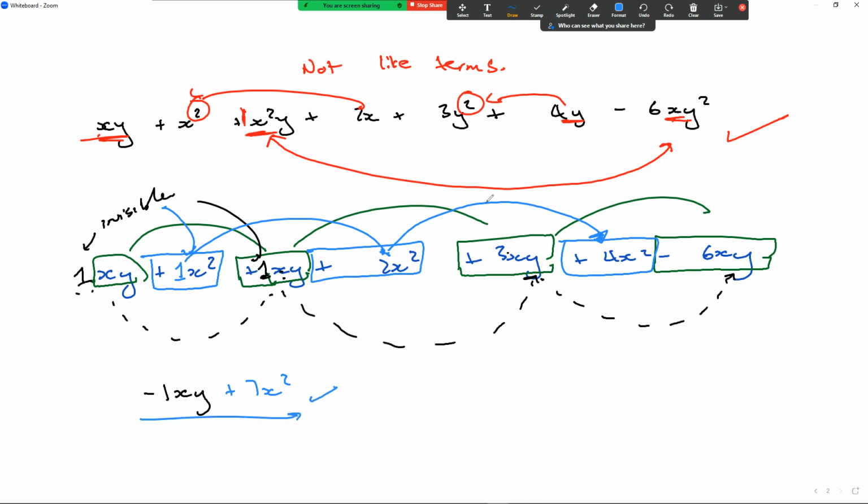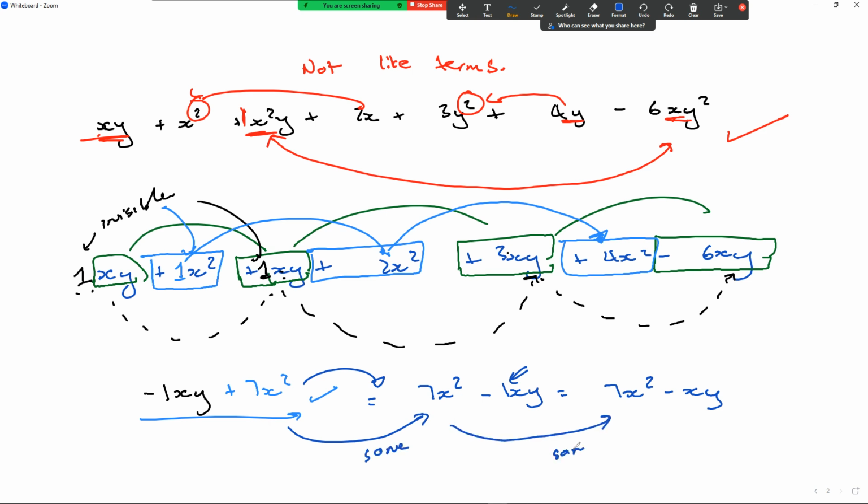And I'm done. And I can rearrange it so that the negative is in between. So this can be rewritten as 7x squared minus 1xy. And we normally don't even worry about the 1. We can actually just write it as 7x squared minus xy. And that all means the same thing. So this is exactly the same as that. And this is exactly the same as that. And what we have over here now are like terms.